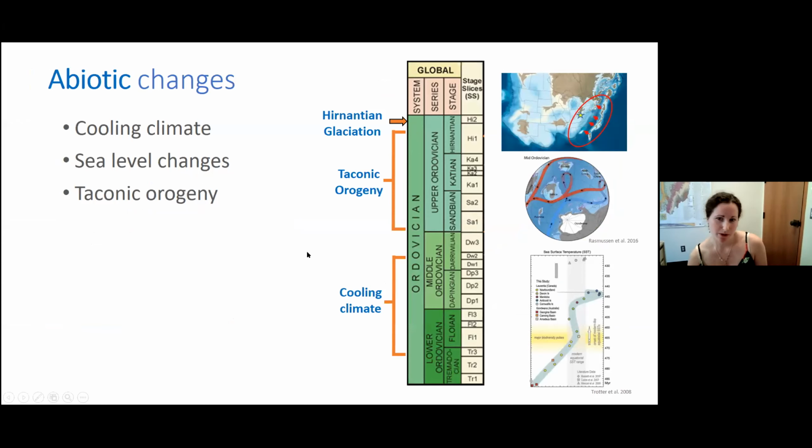So the Ordovician period is a particularly good time to investigate how changing environments impact species niches because it's a time of profound environmental change, both in the abiotic and biotic dimensions. Abiotic changes include a cooling of the climate towards more modern levels, culminating in the Hirnantian glaciation at the end of the interval. Sea levels also fluctuated throughout the period, and more localized changes like the tectonic orogeny affected local areas.